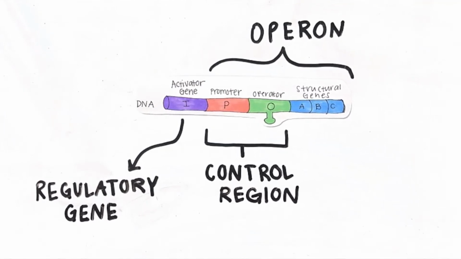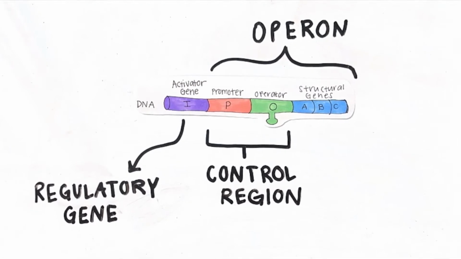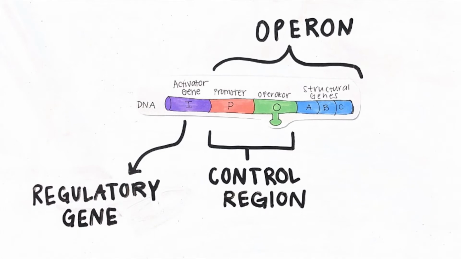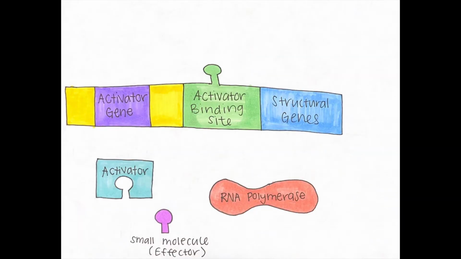The operator region is a regulatory element which controls transcription. The regulatory gene encodes a protein that regulates gene expression of this operon. It's a regulatory molecule or protein. Activator proteins mediate the process of positive control of transcription, and effector molecules will bind to a regulatory protein and affect its activity by changing its shape.